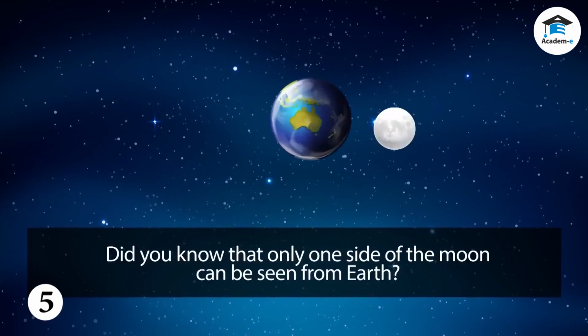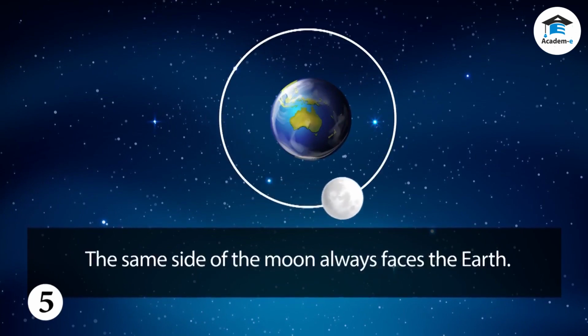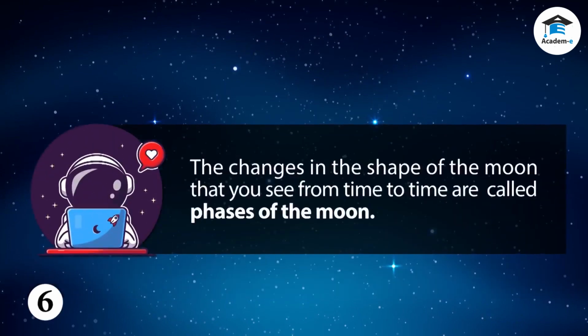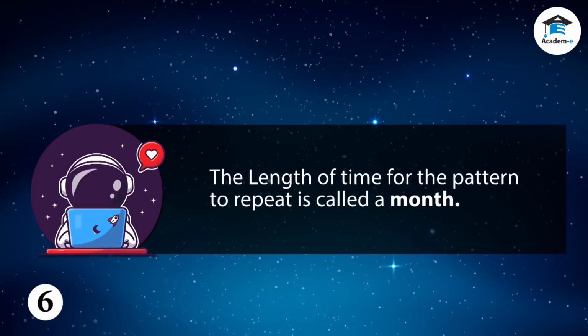Did you know that only one side of the moon can be seen from Earth? The moon spins on its axis at exactly the same time it takes to orbit the Earth. Thus, the same side of the moon always faces the Earth. The changes in the shape of the moon that you see from time to time are called phases of the moon. The moon goes through all its phases every 29.5 or 29½ days. The length of time for the pattern to repeat is called a month.